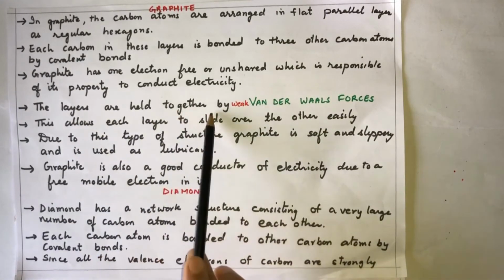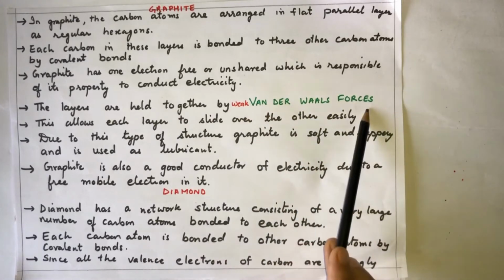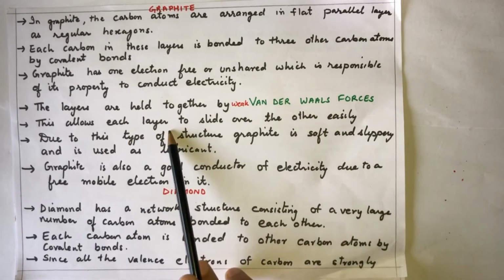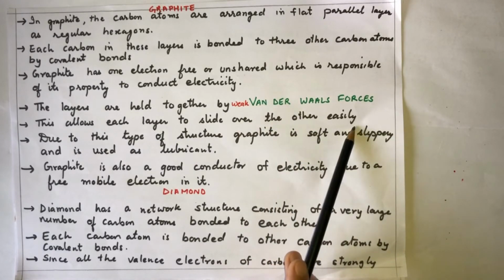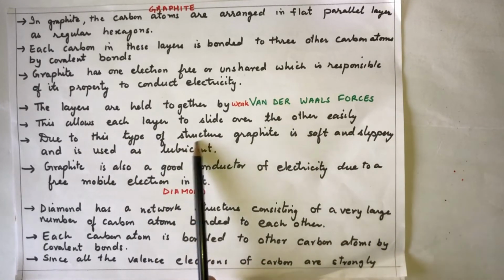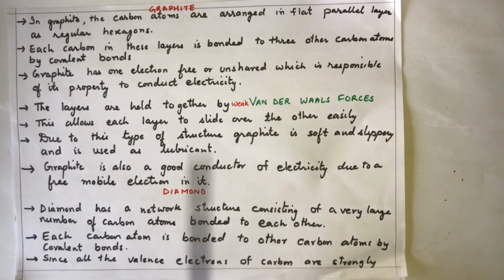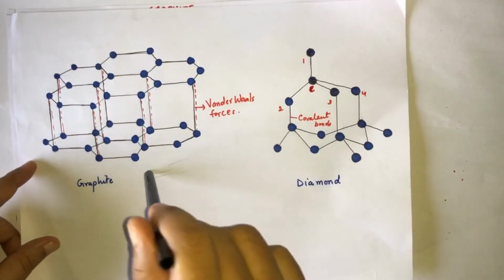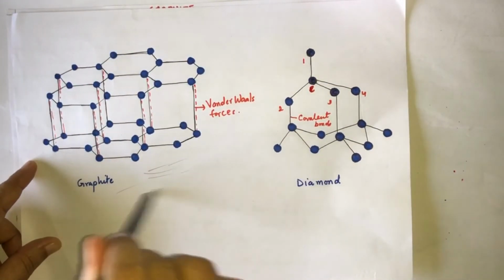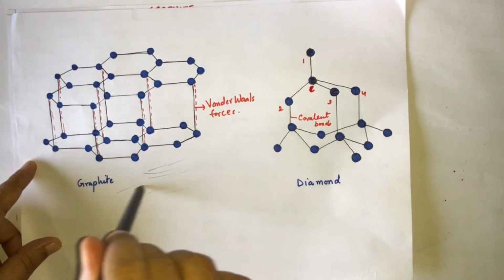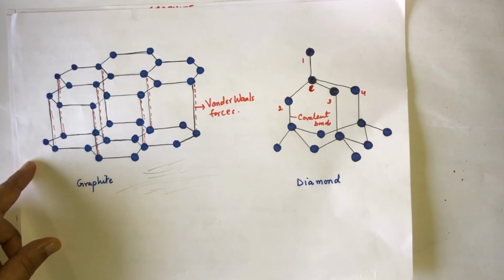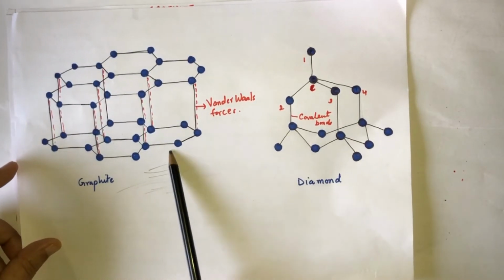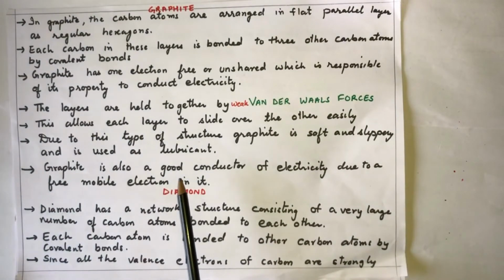The layers are held together by weak van der Waals forces. This allows each layer to slide over the other layer easily. Due to this type of structure, graphite is soft, slippery and used as a lubricant. Graphite is also a good conductor of electricity due to free mobile electrons in it. Because it is so soft, as I just showed you, see, this one full layer is broken. This van der Waals force is broken. So one full layer I can put on the paper like this. That is the reason why it is used as a lubricant and in conduction of electricity.